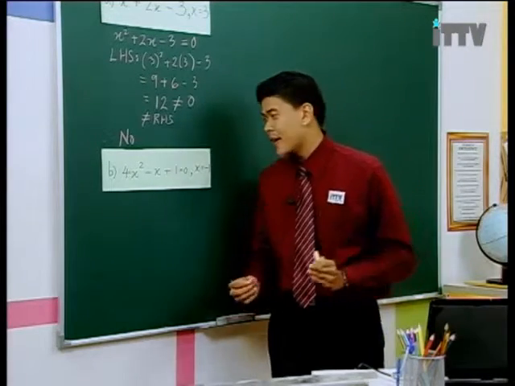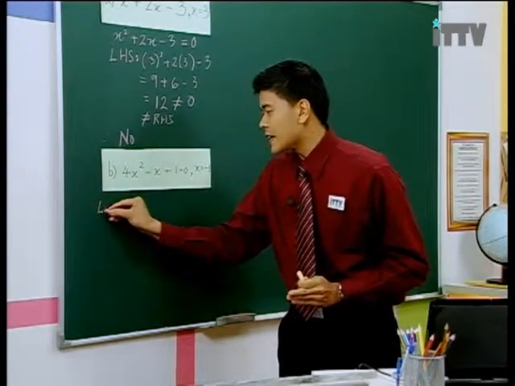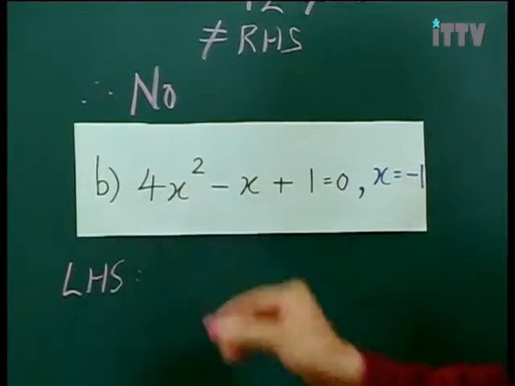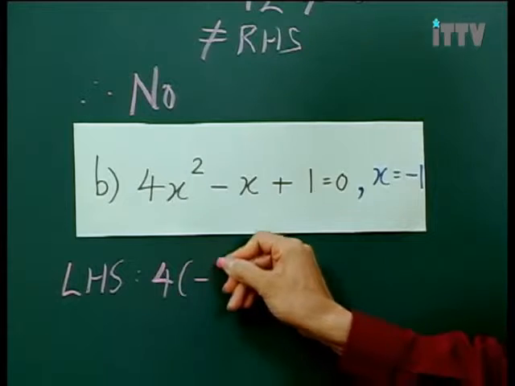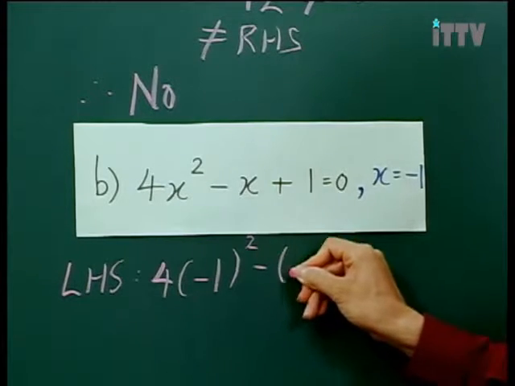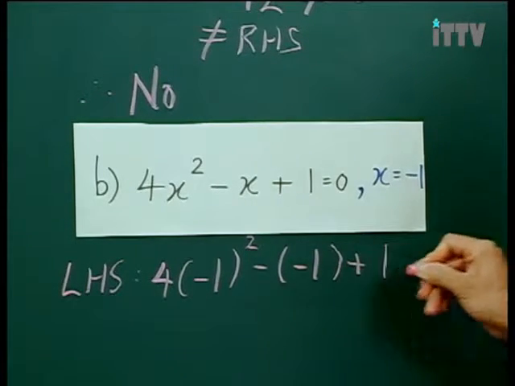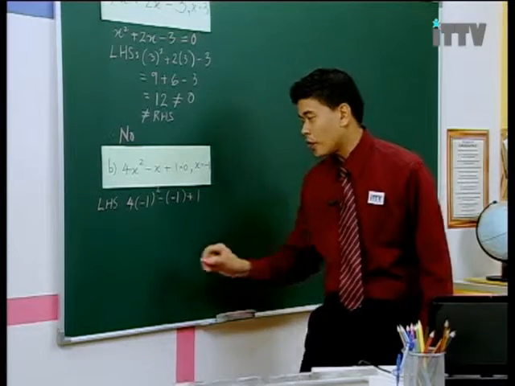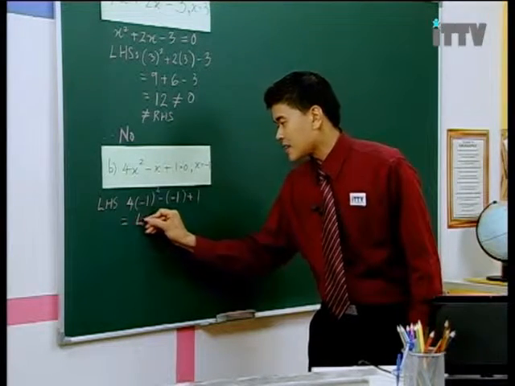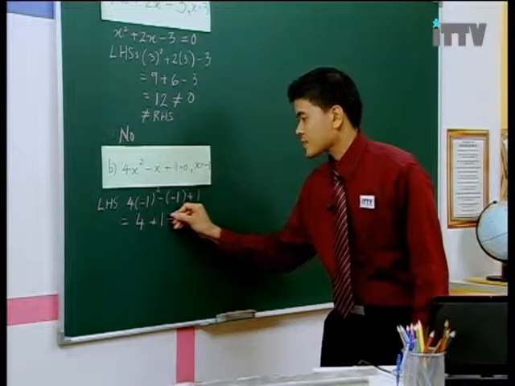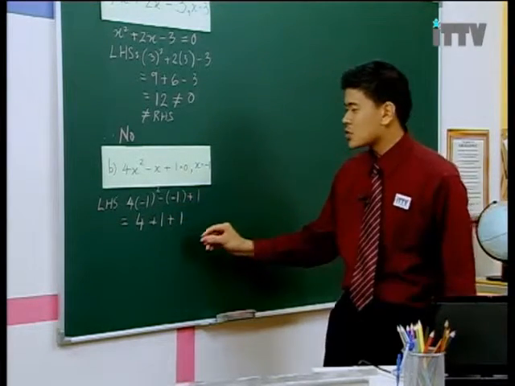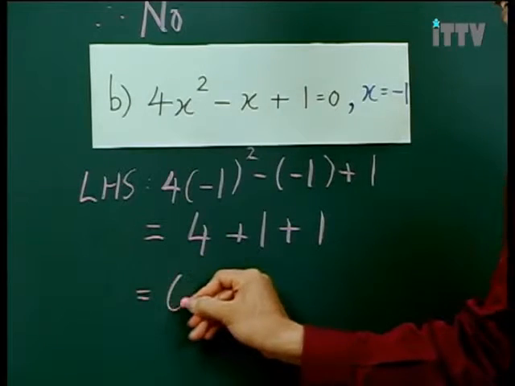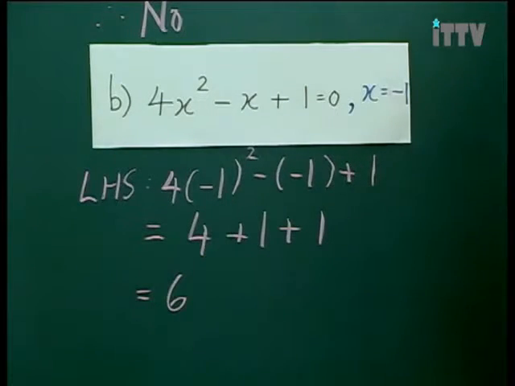So substitute inside the left hand side. When x takes minus 1, step by step, rewrite everything inside the equation and substitute. You will get an expansion. So 4 plus 1 plus 1, 6. And it is not a solution.